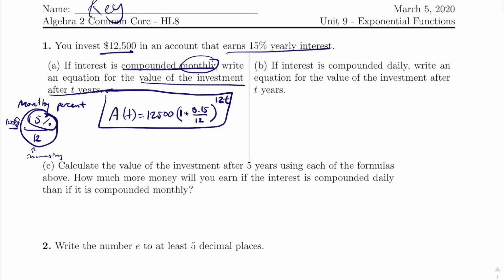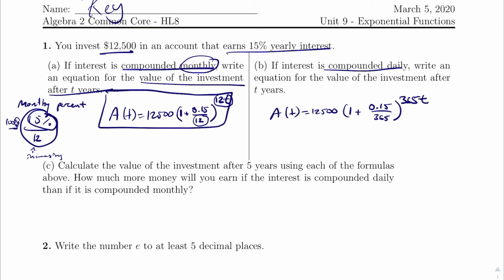For b, if interest is compounded daily, write the equation. So A of t is equal to 12,500 times, this is going to be the exact same formula, but the only thing that changes is because it's daily, we're splitting it into 365 chunks instead of 12. And it's going to be compounded not 12 times as frequently, but every day, so 365 times the number of years.